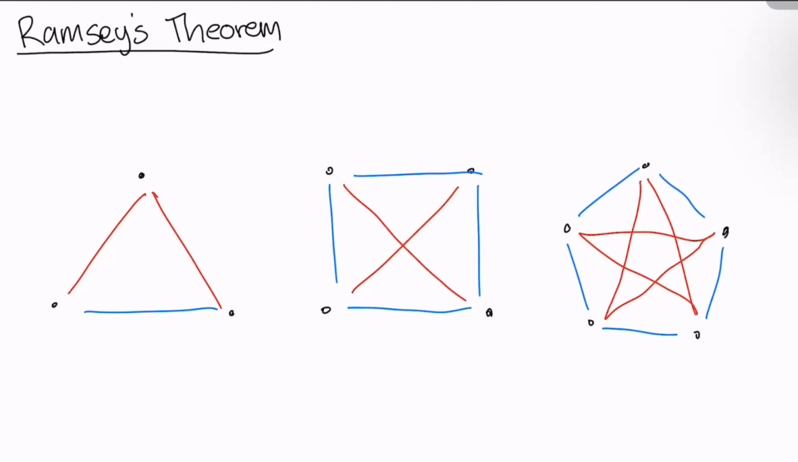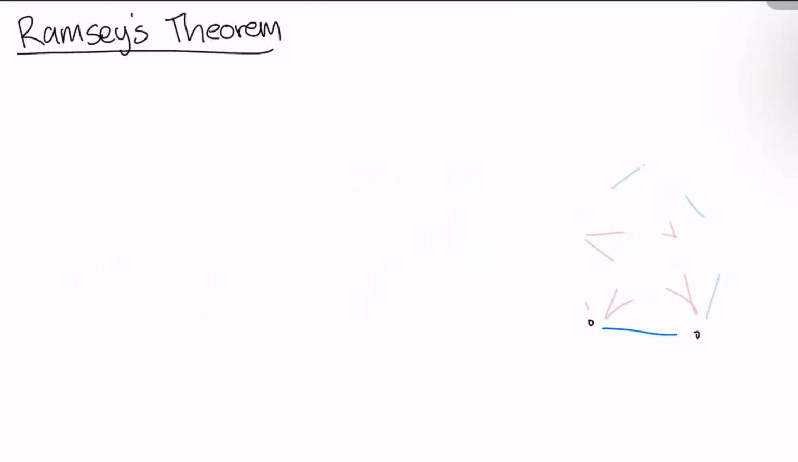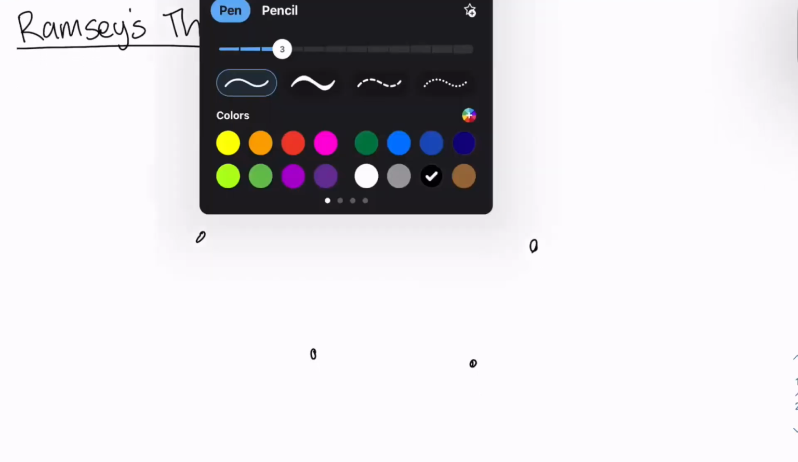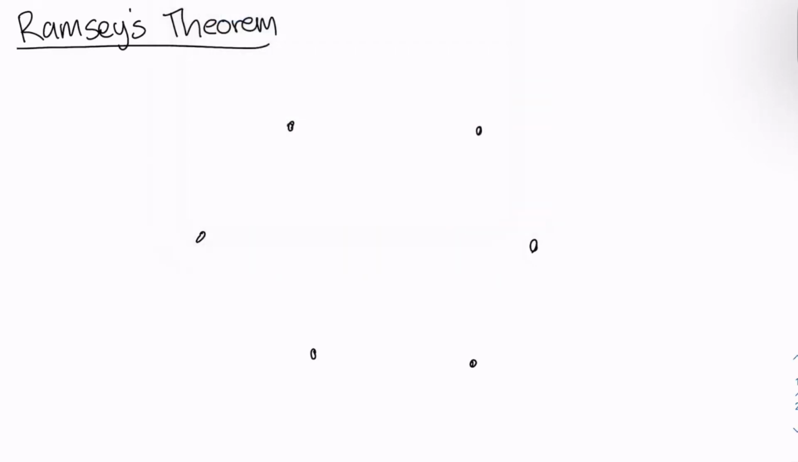So I claim the answer is actually six. And I'm going to show you why. So if I've got six people at my party, I'm going to let these vertices represent the people. Then all we have to do is just look at this one person over here. Okay, so there's not that many scenarios which could actually happen.